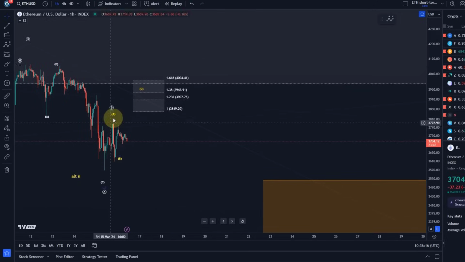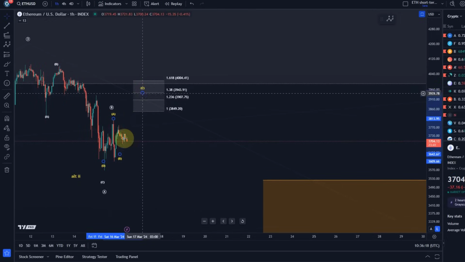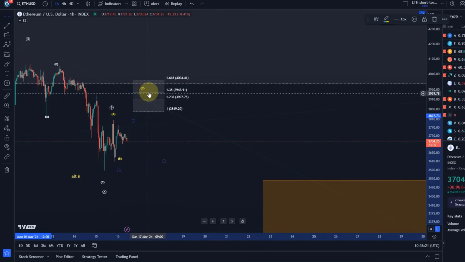So at the moment, I'm labeling this as an ABC structure. Keep an open mind if the B wave extends, and I think it's worth recognizing and acknowledging that potential until we see that break below yesterday's low at $3,560. That's at the moment my update about Ether.